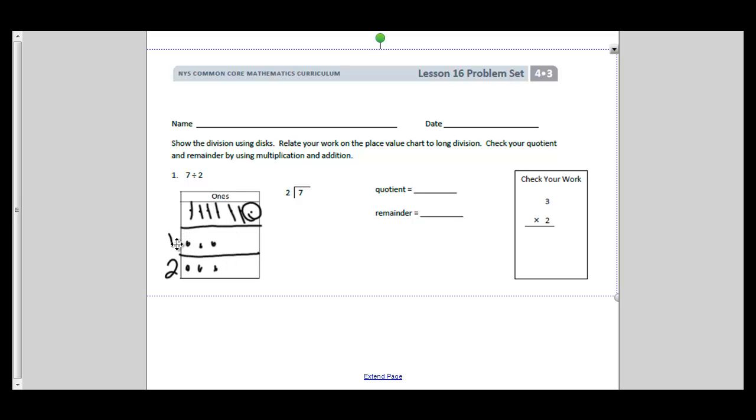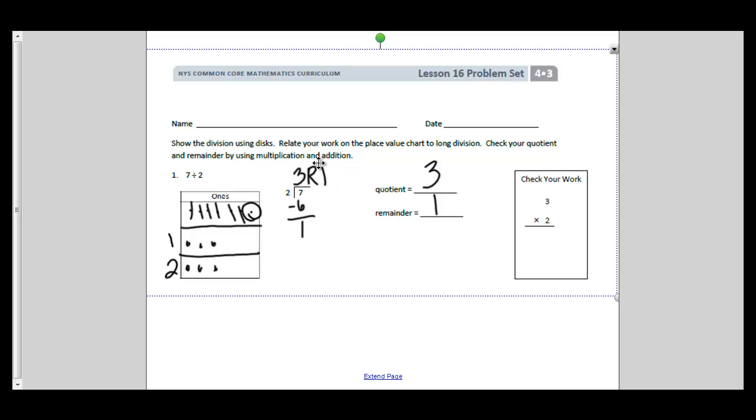So my quotient would be 3. My remainder would be 1. So now let's relate that to long division. So I took 7 and I put it into groups of 2, and I had 3 in each group, so that's my quotient. And then I do 3 times 2, which is 6. And when I subtract, I'm left with 1. That's how I know that there's a remainder of 1.